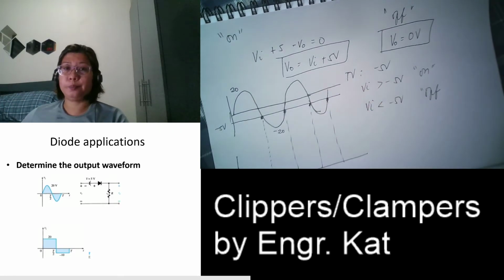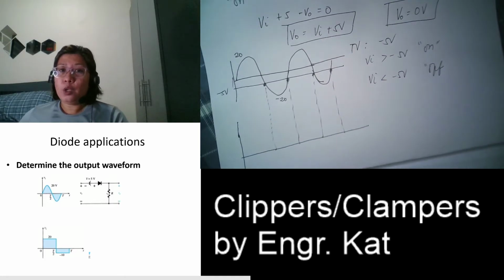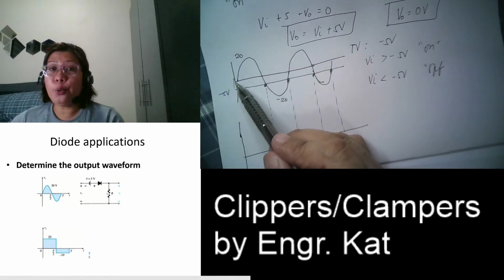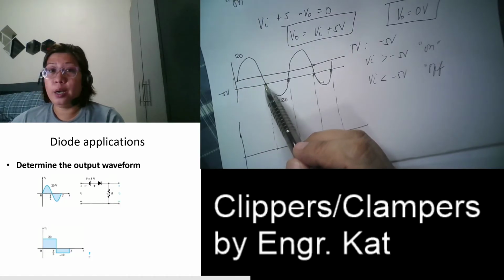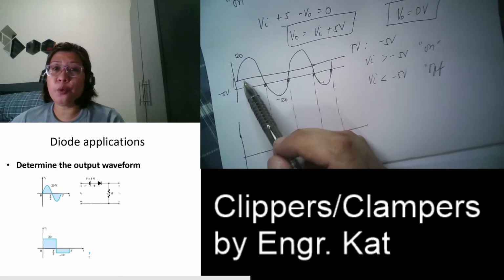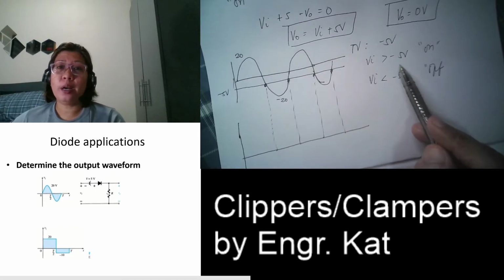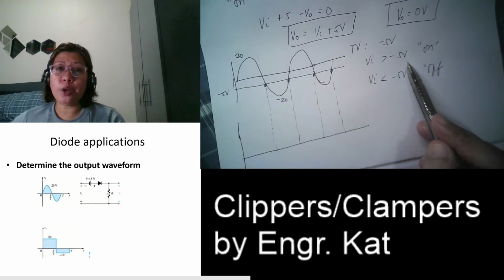Okay, like that. So, what are these values? These are 0 to negative 4. So, 0 to negative 4, these are your output when your input is greater than negative 5. These are the times when your diode is in the on state.